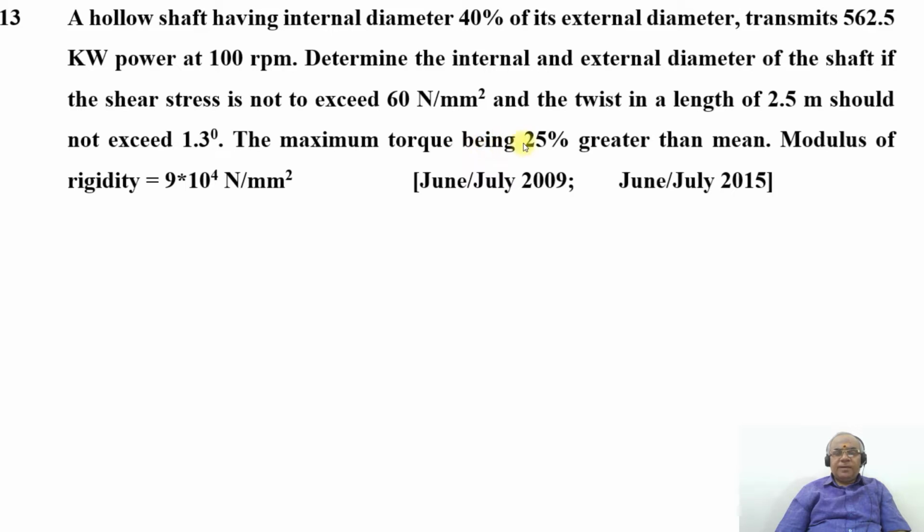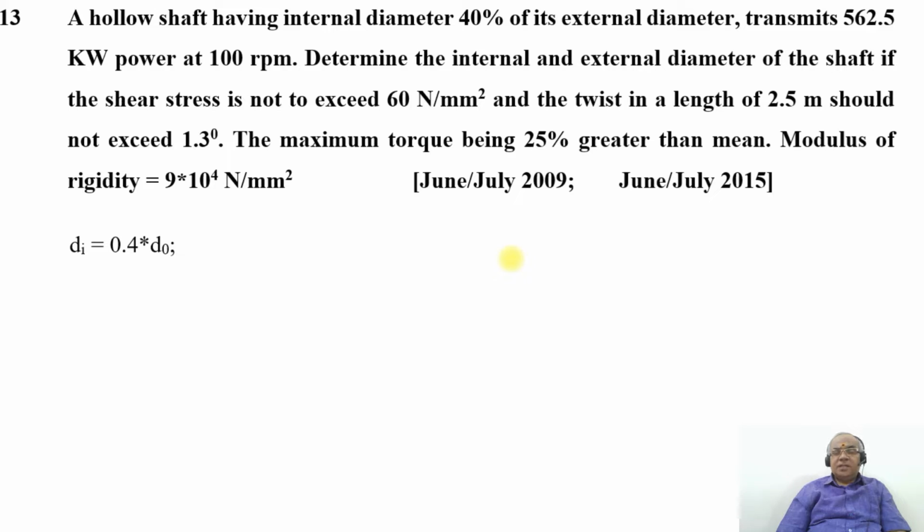The maximum torque being 25% greater than mean. The modulus of rigidity equals 9 into 10 to the power of 4 Newton per mm square. This has been asked two times, once in June, July 2009 and the other in June, July 2015. So now, how to solve this problem?